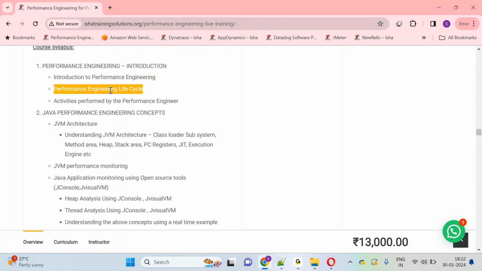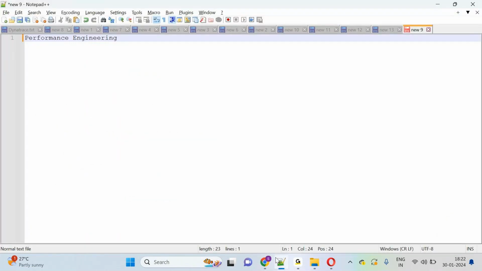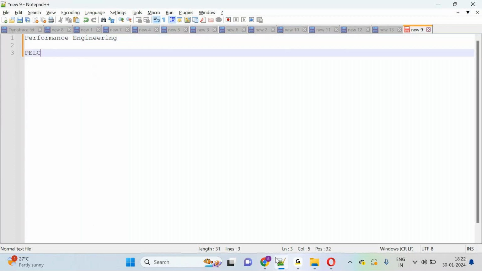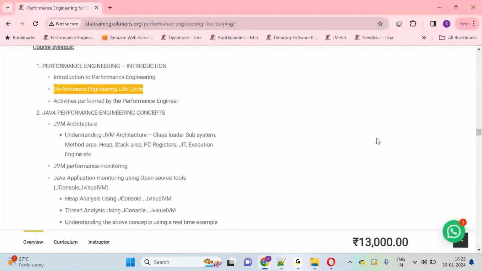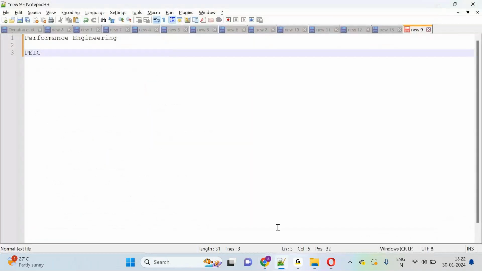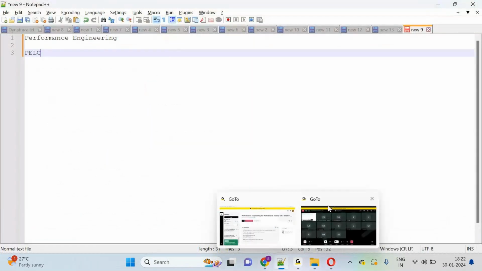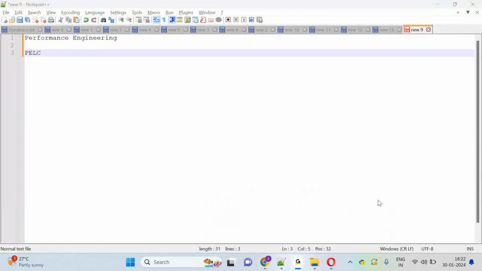Performance engineering life cycle. Any activity people are doing, guys, they are following a life cycle. I told you yesterday also the same thing. When developers are starting their activity, they are following the SDLC model, software development life cycle, SDLC.